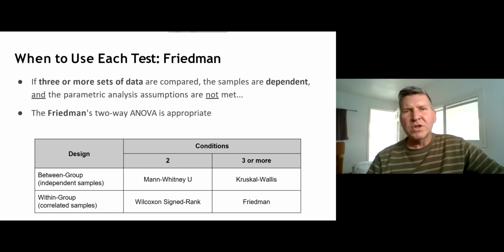If we have 3 or more sets of data and the samples are dependent and the parametric analysis assumptions can't be met, then we would use the Friedman's two-way ANOVA. If you look at the chart, you can see how these neatly form a 2x2 contingency table.